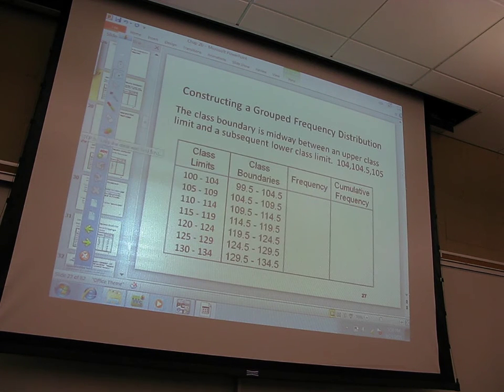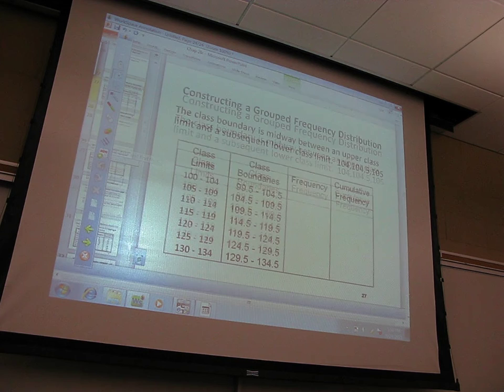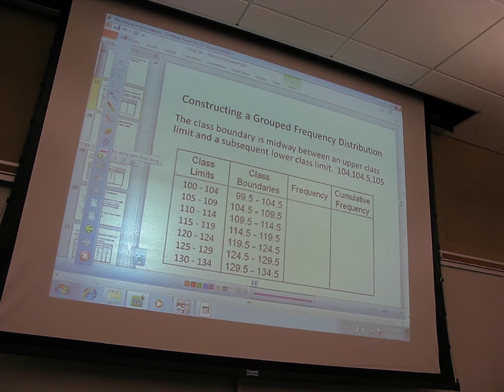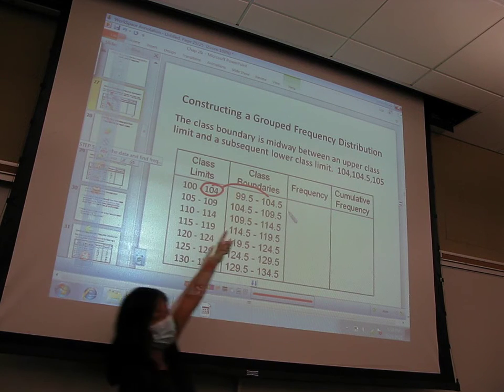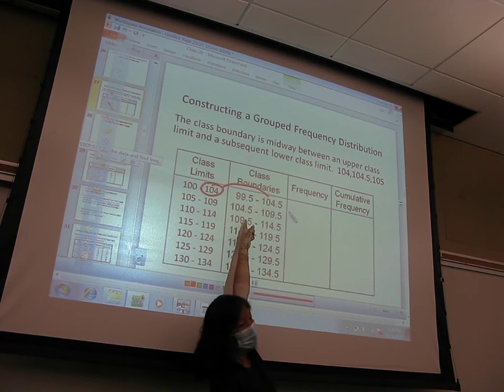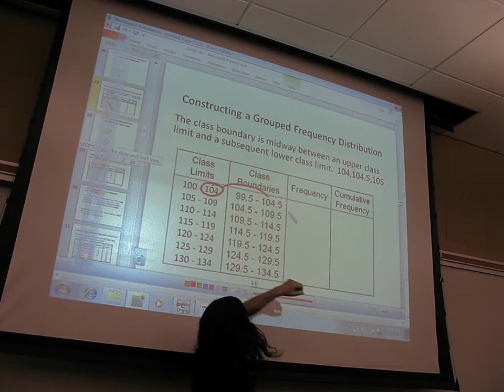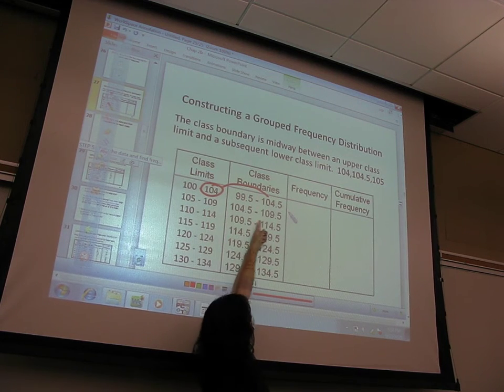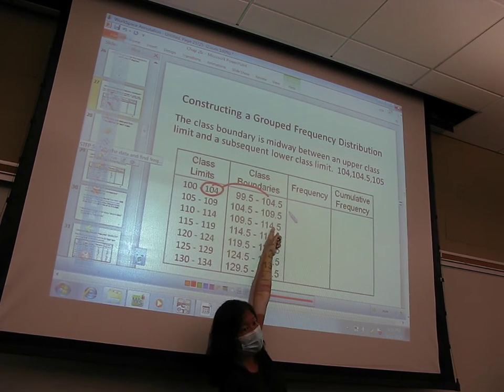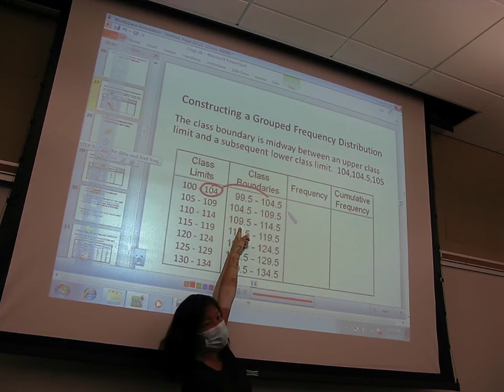And then the boundaries, same concept. Actually, not the same concept. Here's the easiest way to find the boundaries. I have 104. I just tag a 0.5 on the end of it, and that ends up being the upper class boundary, which is the same thing as the next class's lower class boundary. Then for the next class, I take 109, tag a 0.5 on the end of it, and that ends up being the next class's lower class boundary too.